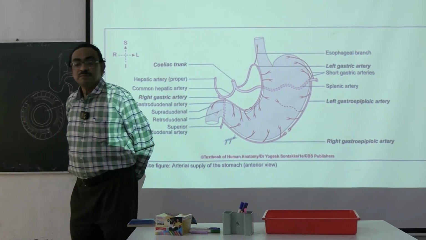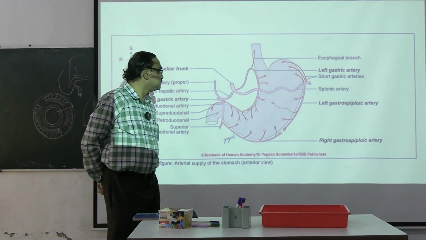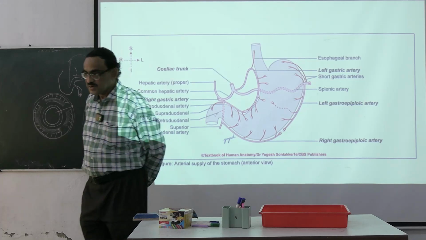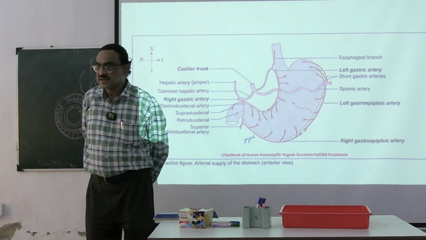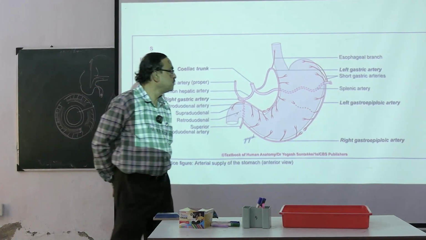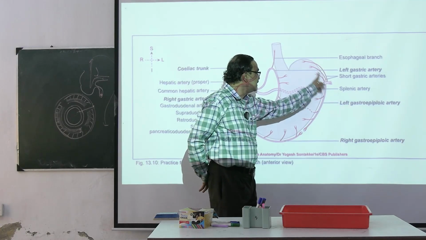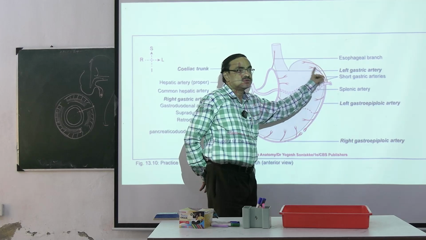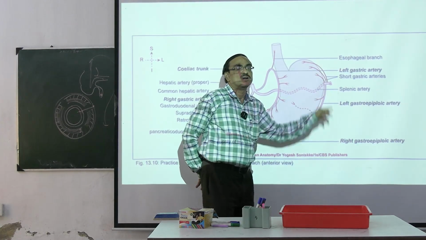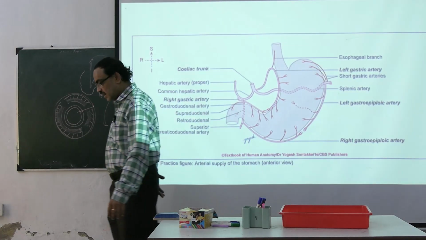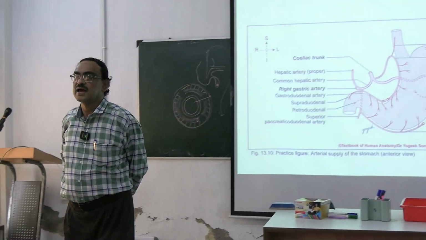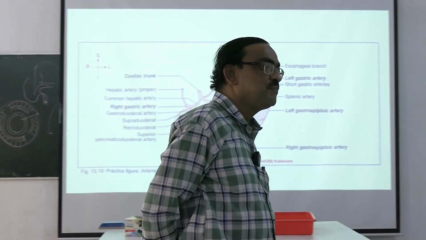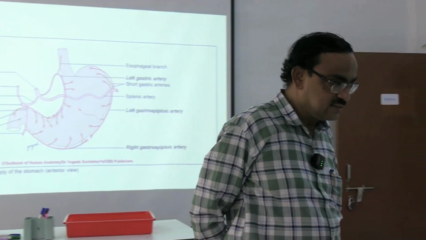And also branches are coming from the splenic artery, which is called the posterior gastric artery. And when the splenic artery is entering into the hilum of the spleen, it also gives some branches which are called the short gastric arteries. So: left gastric artery, right gastric artery, right and left gastroepiploic arteries, posterior gastric artery and short gastric arteries.